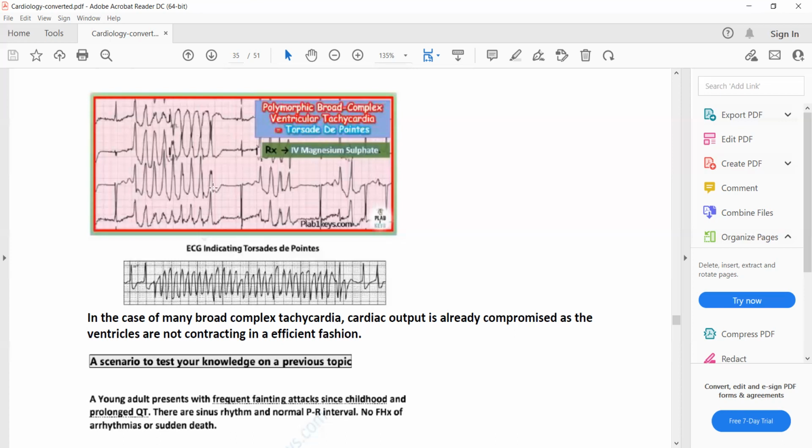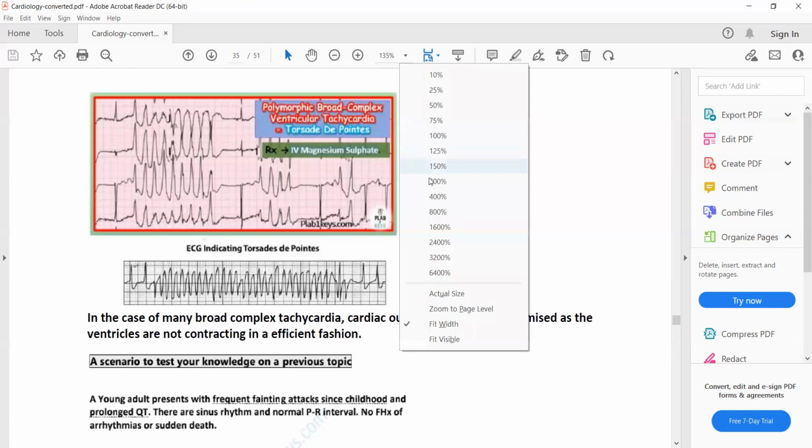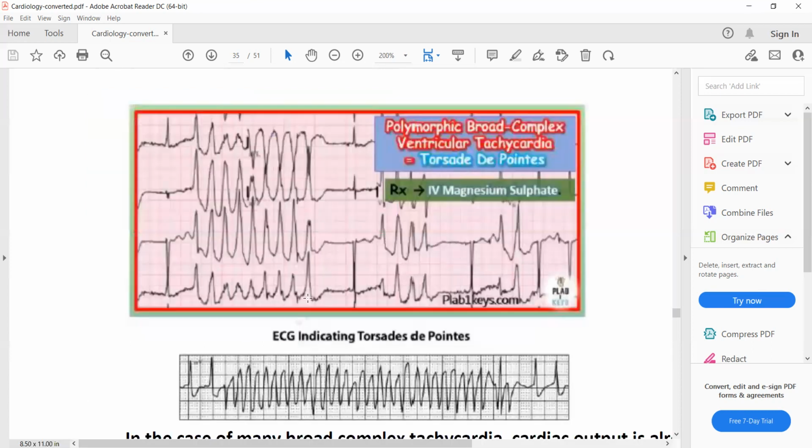Let's see if we can calculate the QT interval in this diagram. We'll start counting from here. Let me zoom the diagram. I'm telling you this just as an example. Otherwise, the corrected QT interval is calculated automatically by the ECG machine.